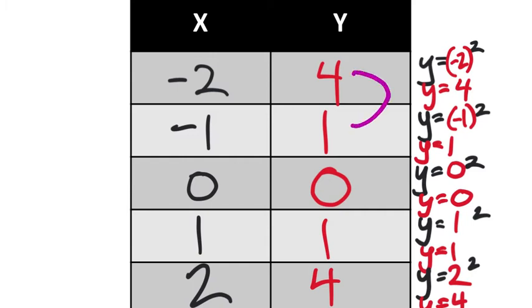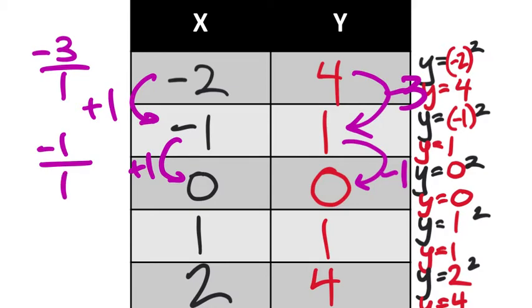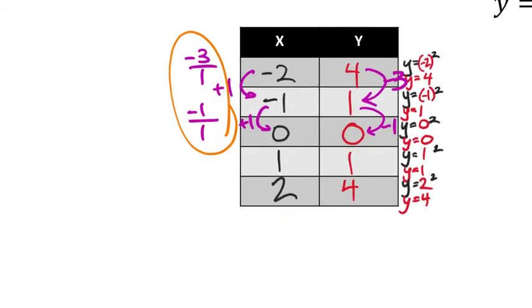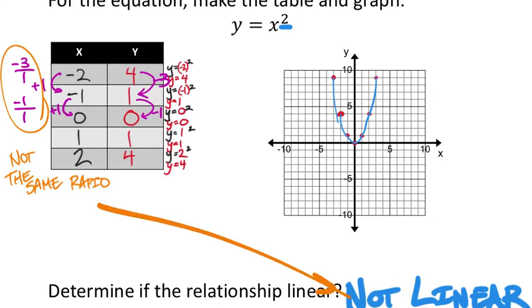So right here, from 4 to 1, that would have gone down 3, and then from negative 2 to negative 1, that would be to the right 1. So as a ratio, that's negative 3 over 1. And then from 1 to 0, that went down 1. So again, as our ratio, we've got down 1. Well, from negative 1 to 0, that's to the right 1, okay? But again, these, negative 3 over 1 and negative 1 over 1, are not the same ratio. And again, with the table, that's why this is nonlinear.